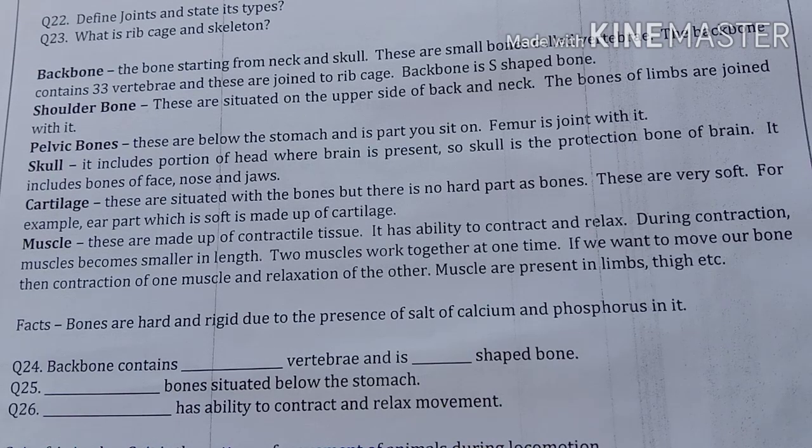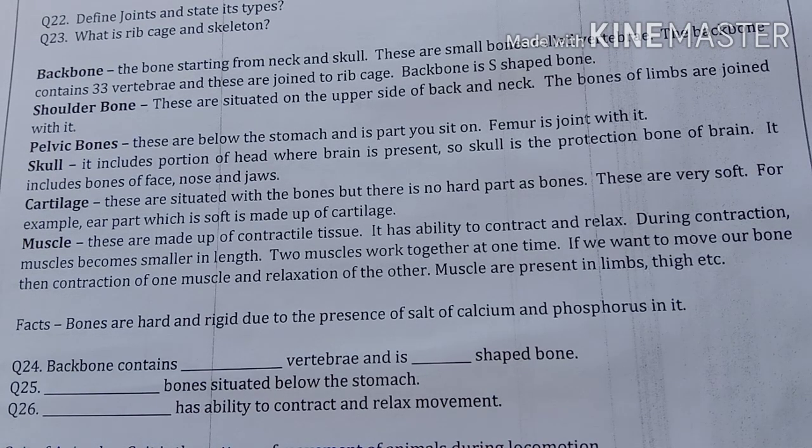Some practice questions are for you. Backbone contains dash vertebra and is dash shaped. The next question is dash bones situated below the stomach. The next question is dash has ability to contract and relax movement.